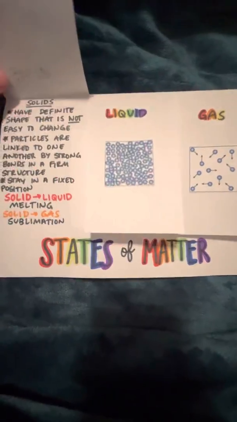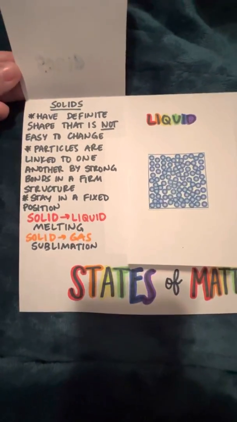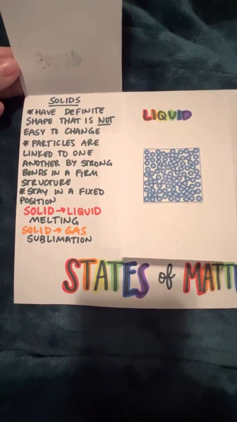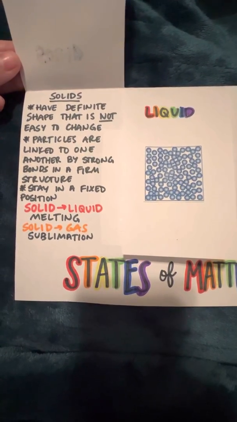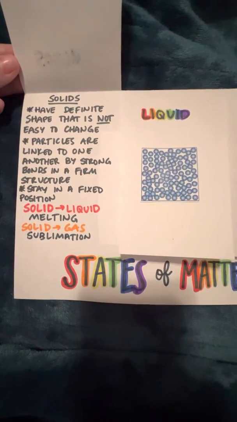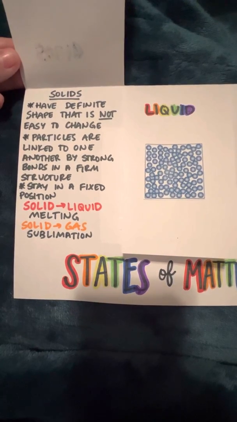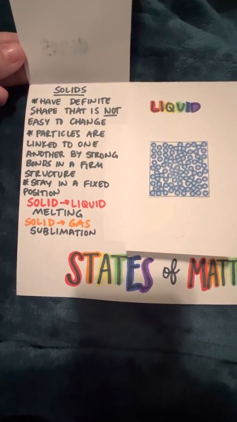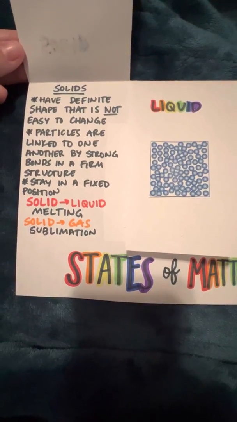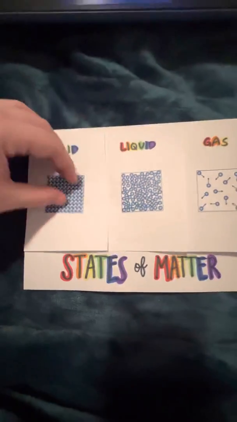So for solid, I wrote down have definite shape that is not easy to change. Particles are linked to one another by strong bonds in a firm structure, stays in a fixed position. And then I also wrote down the changes of state. So we have solid to liquid, which is melting, solid to gas, which is sublimation.